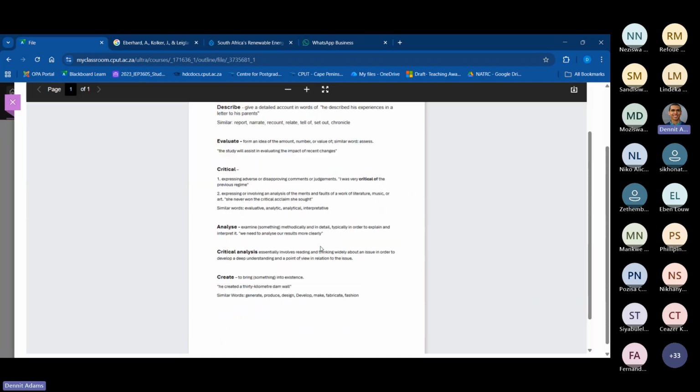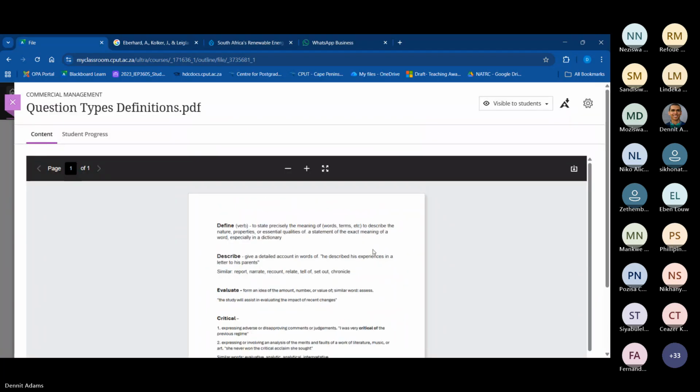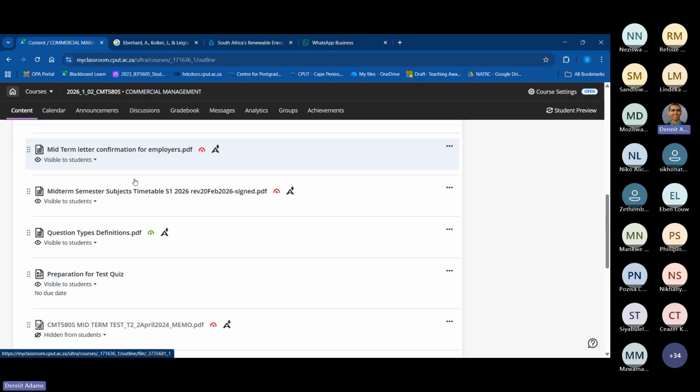So these are good words to take note of when I ask the questions. You kind of know what is expected of you. So this is a good thing to just go through, this question types definition, before the test and before the FISA, which is coming later. That's the first piece which I needed to prepare you for there.